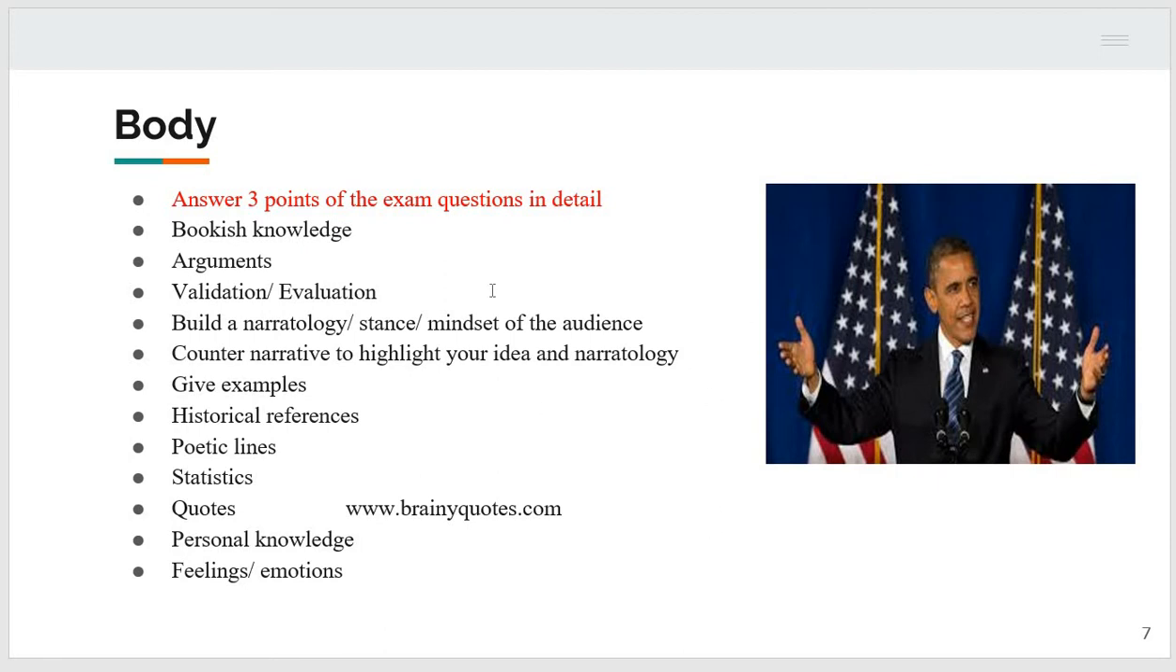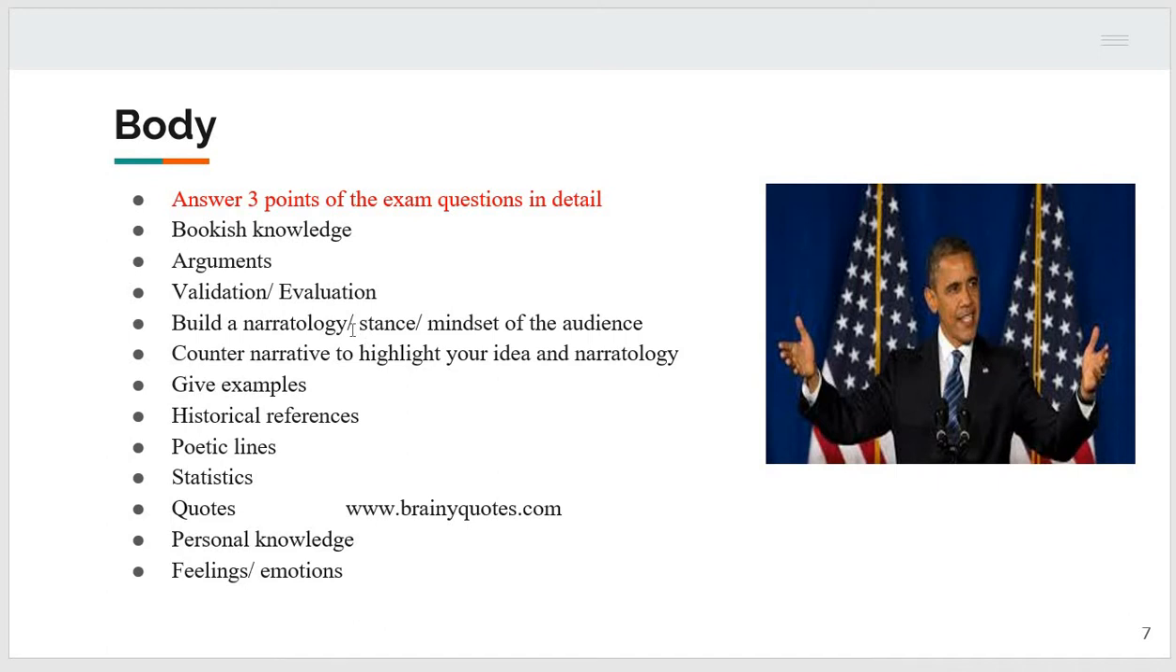Body. Answer 3 points of the exam questions in detail. This is the most important take home message. You should express bookish knowledge, arguments, validation, and evaluation. You will mention arguments and then you evaluate.